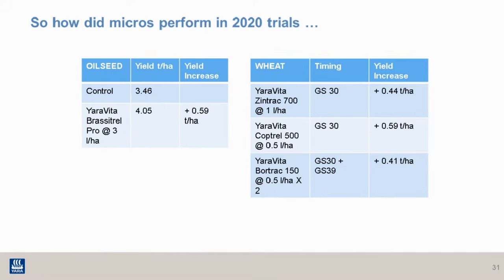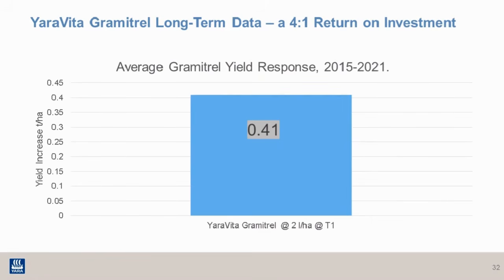And of course, all of this extra yield is coming on the same level of nitrogen, so automatically improving the nitrogen use efficiency position. And then finally, as we see there in terms of Gramitrel, a classic product that we've been using for many years now with great success. You can see the rolling average there at 0.41 tonnes a hectare with our 2 litre per hectare T1 timing. So again, micronutrients play that critical role and just add extra yield on the same amount of nitrogen that you're applying, so automatically increasing and improving nitrogen use efficiency.